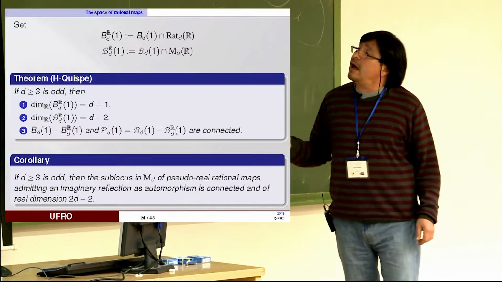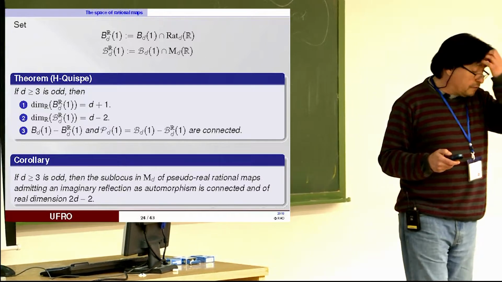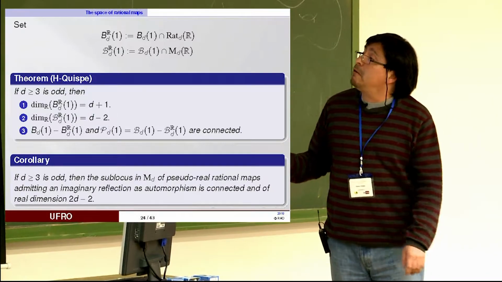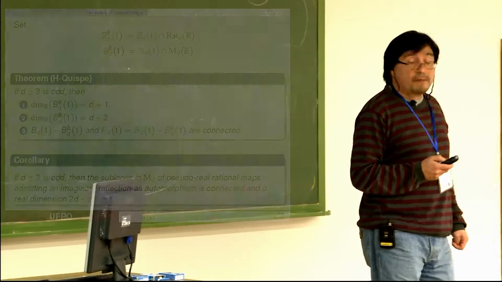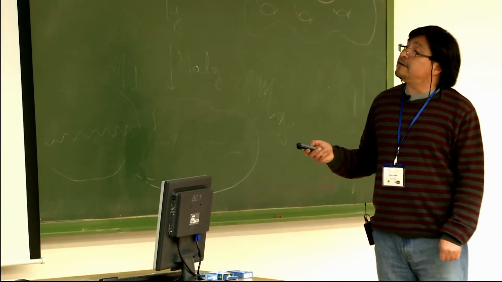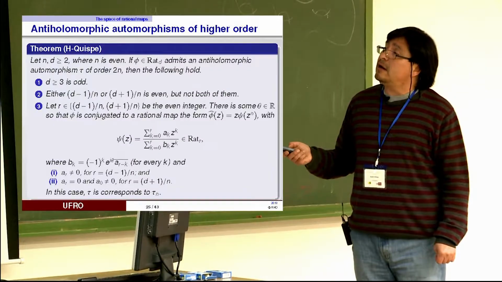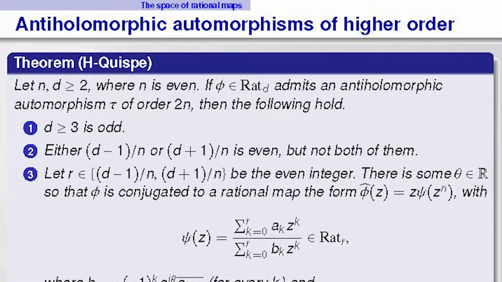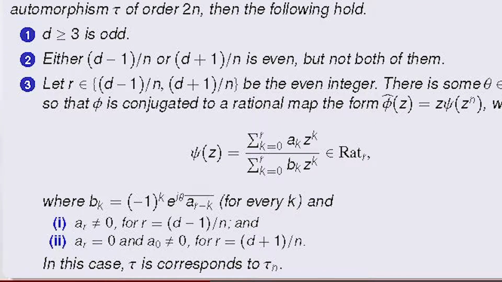Again, if we want to look at a rational map admitting an anti-holomorphic automorphism of order 2n, with n at least 2, we know that the degree has to be at least 3 and odd. Also, there is a relation between d and n: either n divides d minus 1 or n divides d plus 1, but the one that divides must be even. So there are some constraints for this. Not both of them are even.